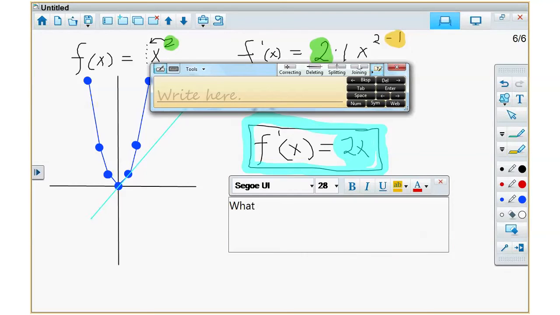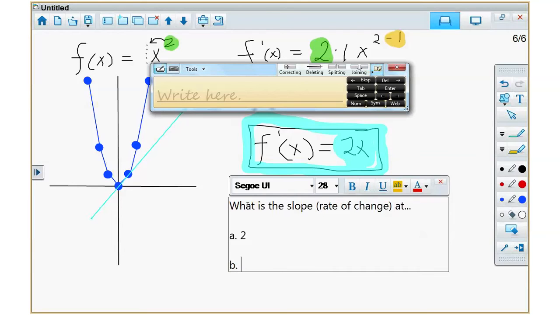What is the slope, parentheses, rate of change, at A, 2; B, let's go with 2.5, or 5 halves, at 5 halves; and C at 3.